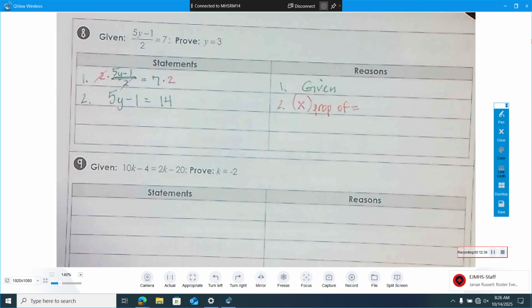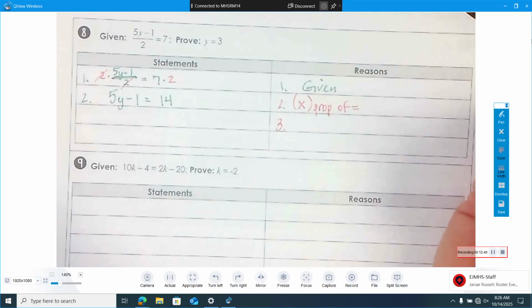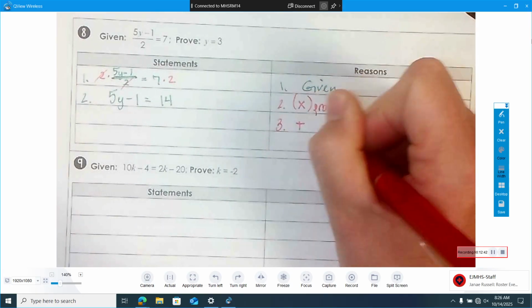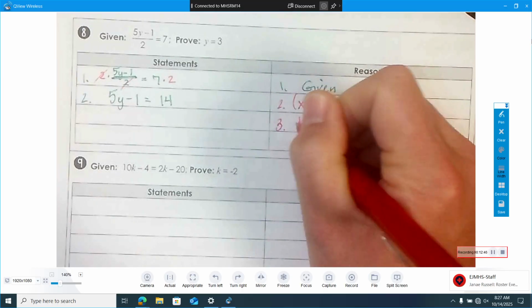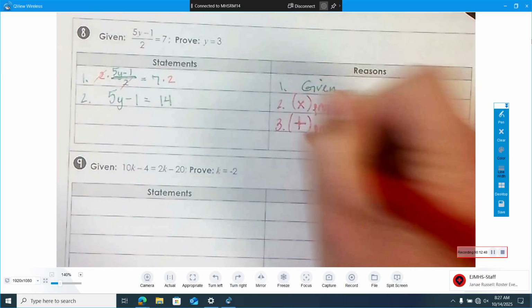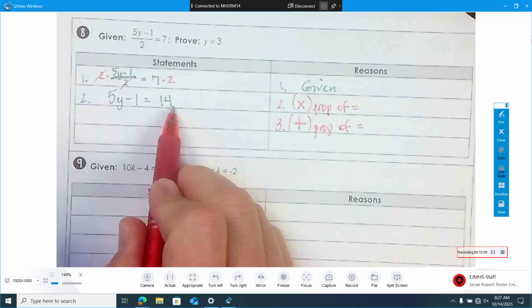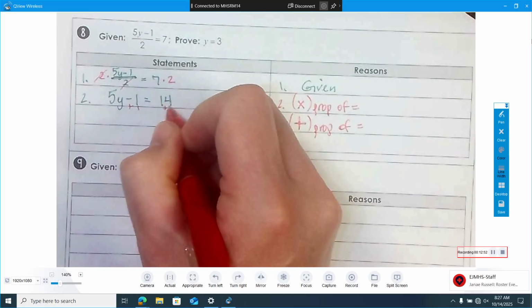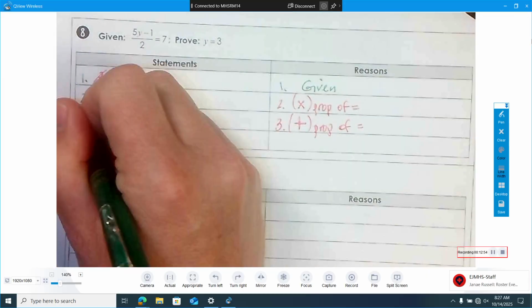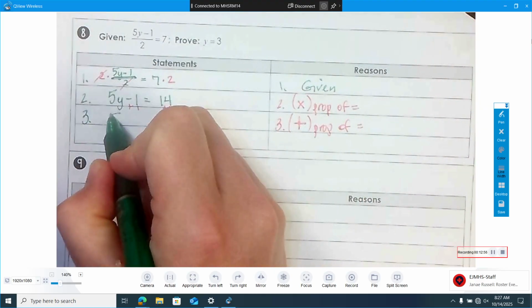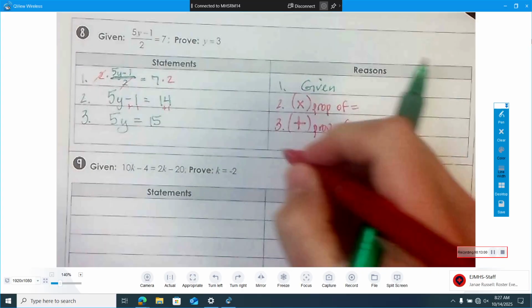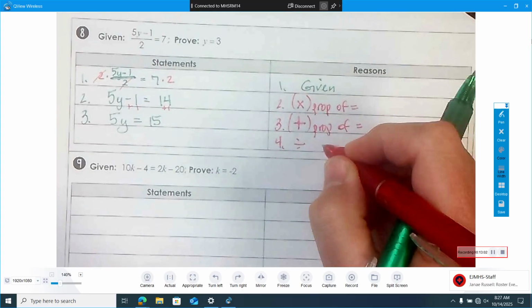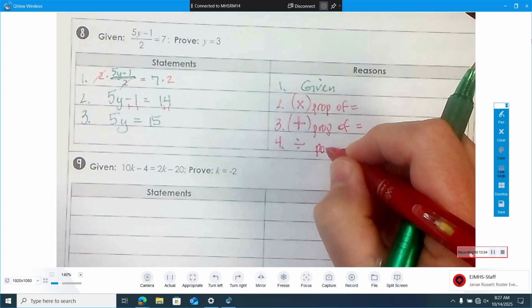Then what is our next step? What is the next thing we're going to do? Addition property. Perfect, the addition property. Because we want to add 1 to both sides, so we would add the 1 to both sides, and that would result in 5y equals 15. And then what do we do? Divide. Division property of equality.